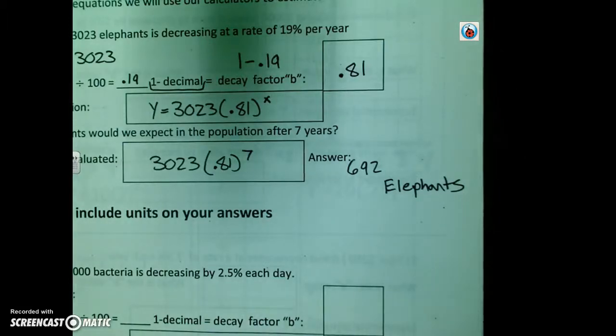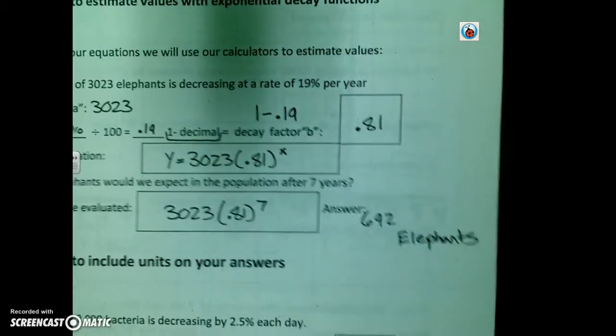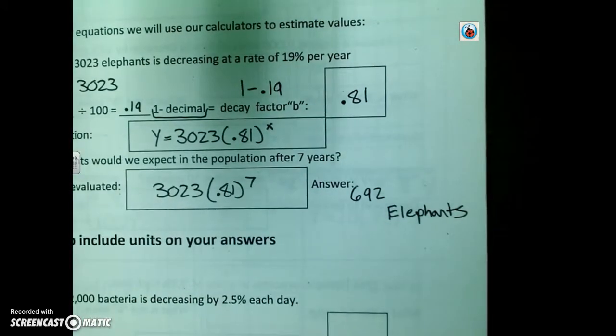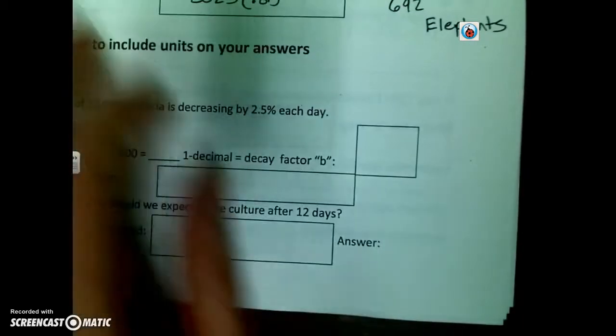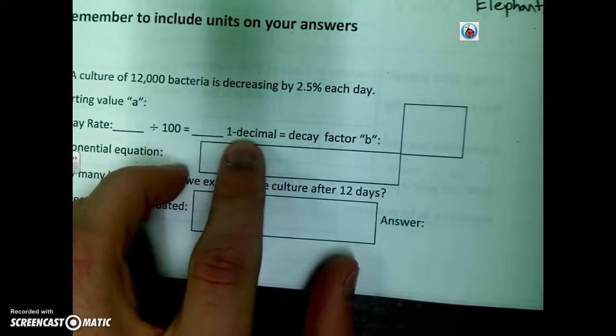Alright, so picking up from video part 1, we can see that we're here on this estimating with exponential functions decay 1, that we came to 692 elephants. Now, the problems on this page continue to involve us writing our equation. Remember, with exponential decay, it's always 1 minus our decimal.